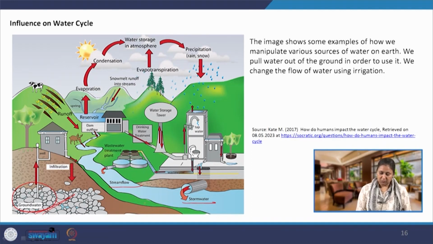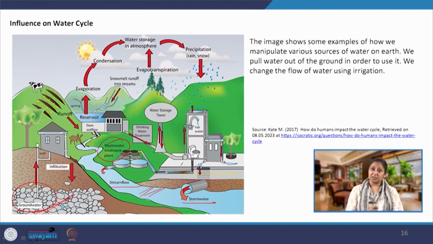Now, this stream is also being added with sewage, which a lot of times in our context is untreated wastewater. So, the stream water, which otherwise should have been fresh water through rains or other things, is now getting contaminated too, and so we cannot use this water. This water is available, but it is a waste.